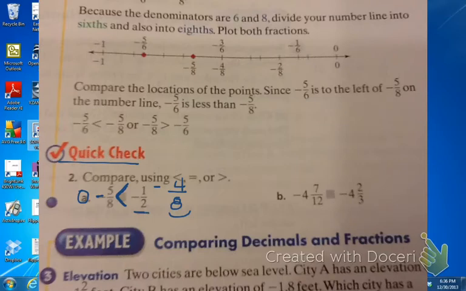Here we have negative 4 whole, negative 4 whole, and then we have the number 7/12, and we have 2/3. Again, let's make this 2/3 into 12ths, because we can do that by multiplying 3 by 4. So we need to multiply 2 by 4, which gives us 8. So now think of it as negative 4 and 7/12 compared to negative 4 and 8/12.